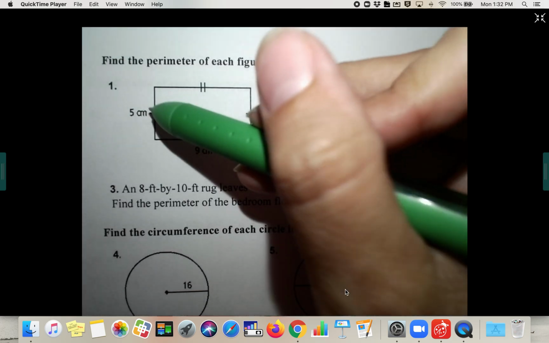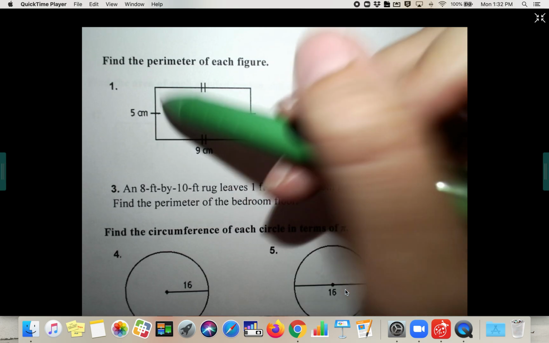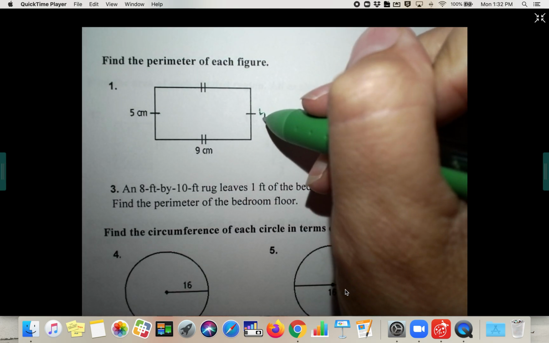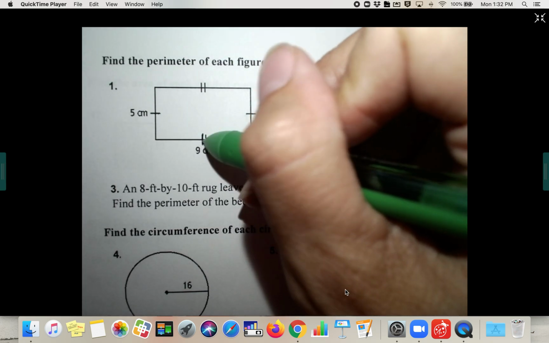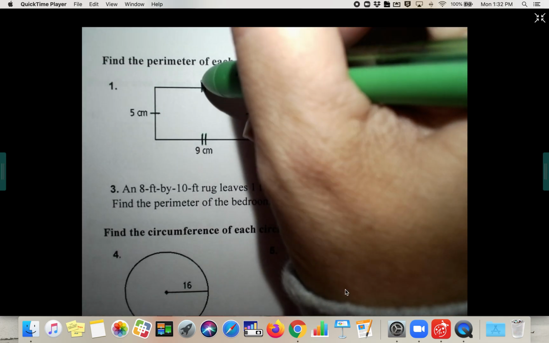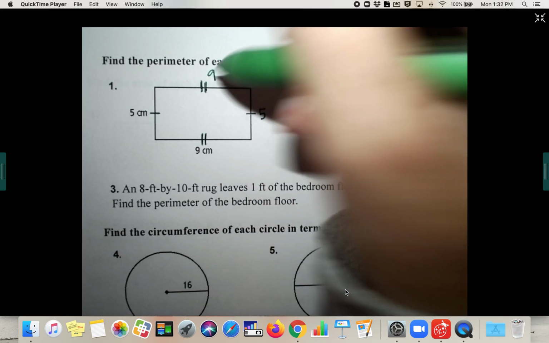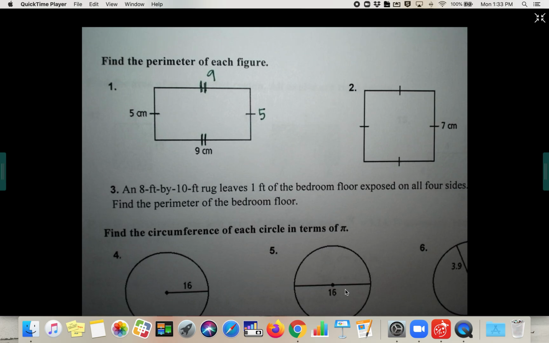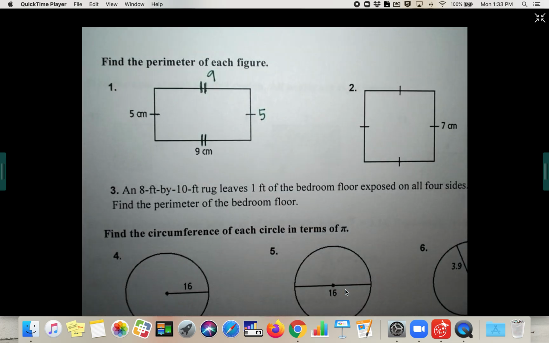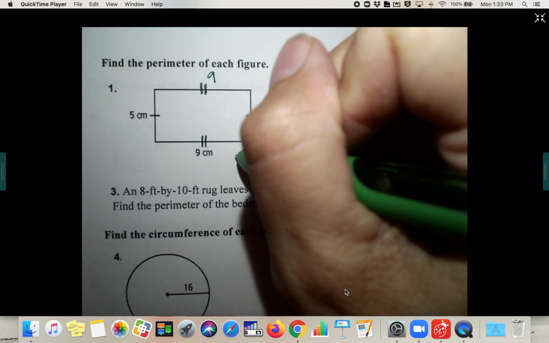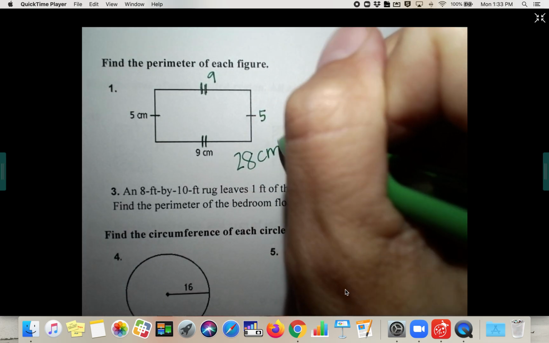So this is 9, this is 5. Since this has one little hash mark and this one also does, you know it's also 5. And since this one has 2 and this one also has 2, then you know that they're the same. So this one is 9. So for perimeter, you're just going to add up all 4 sides. So 9 plus 9 plus 5 plus 5 is 28 centimeters.